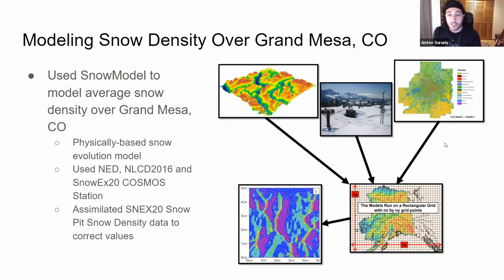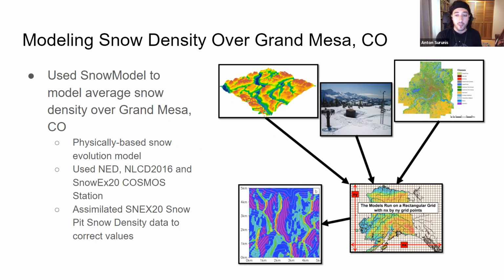Cool. So to get a broader picture of how canopy cover influences snow density, we wanted to model snow density between the pit measurements and across the entire study area. For this, we used a snow model to model average snow density over Grand Mesa. Snow model is a physically based, temporally and spatially distributed snow evolution model that was developed by Glenn Liston and Kelly Elder. Thanks, Kelly.